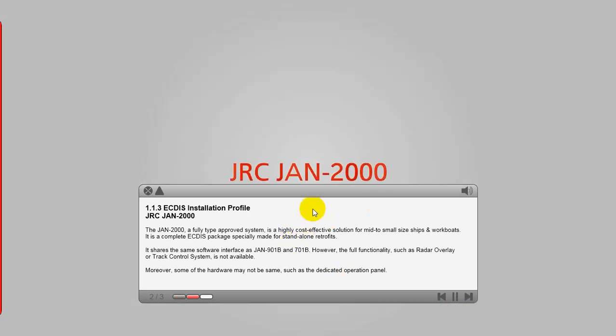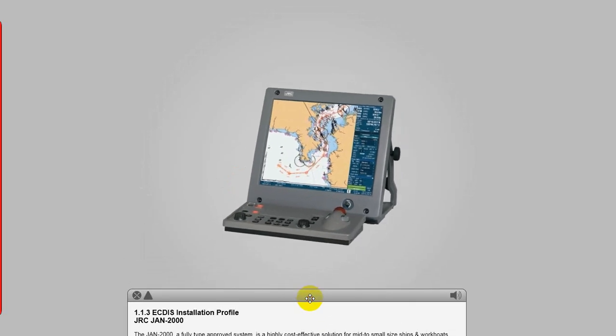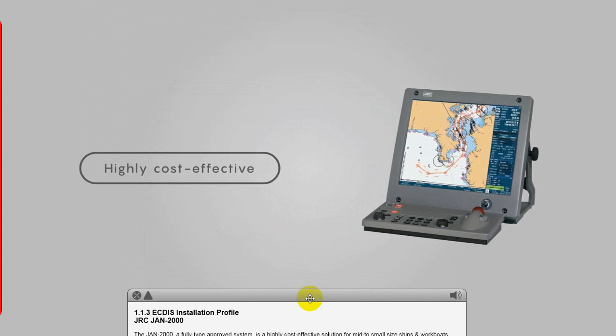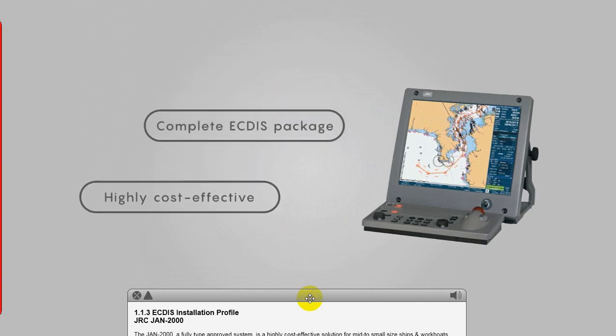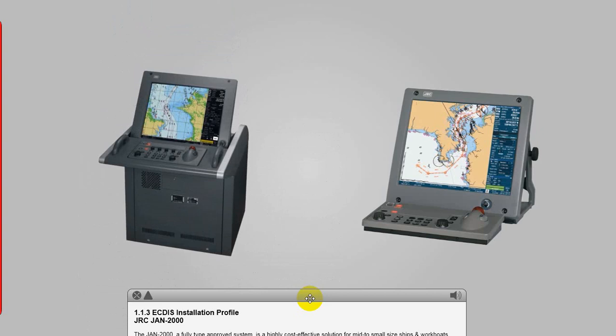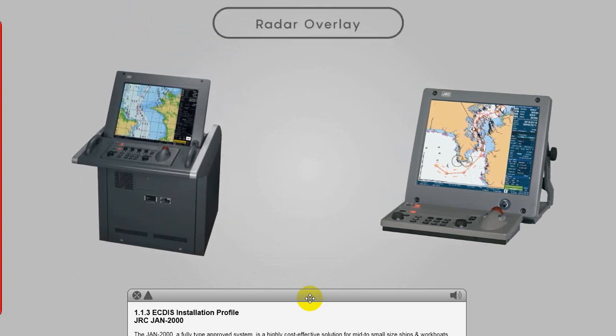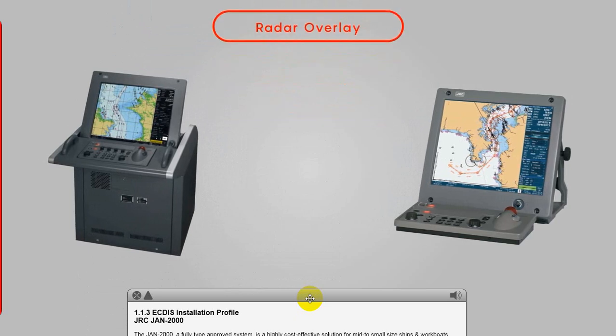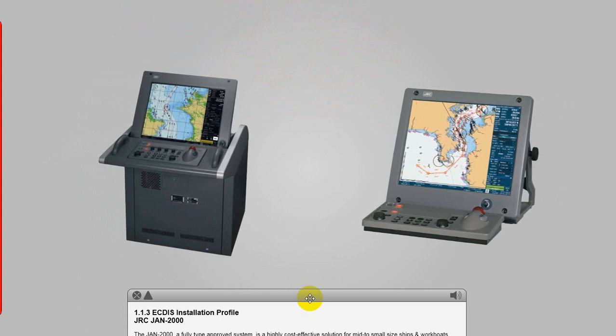JRC JAD 2000. The JAD 2000, a fully type-approved system, is a highly cost-effective solution for mid to small-sized ships and workboats. It is a complete ECDIS package, specially made for standalone retrofits. It shares the same software interface as JAD 901B and 701B. However, the full functionality, such as radar overlay or track control system, is not available. Moreover, some of the hardware may not be the same, such as the dedicated operation panel.